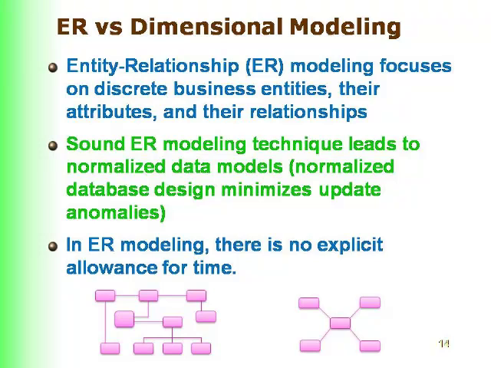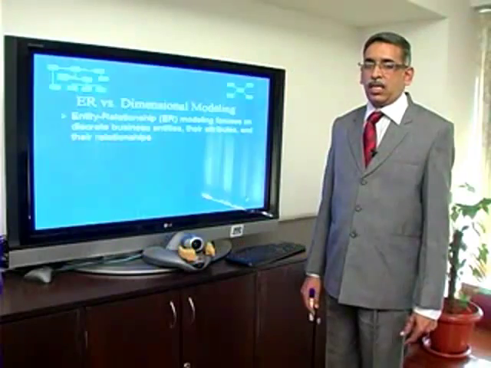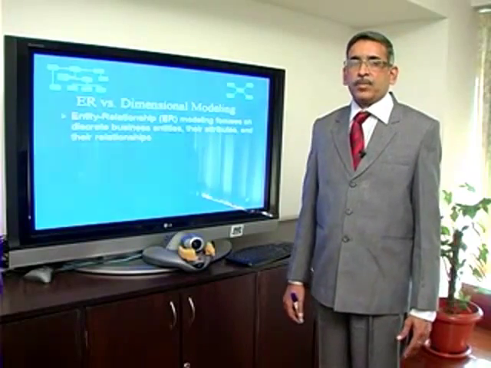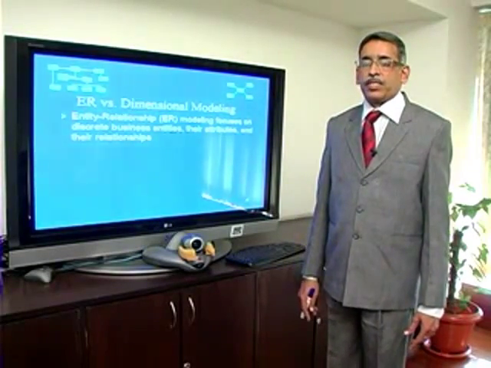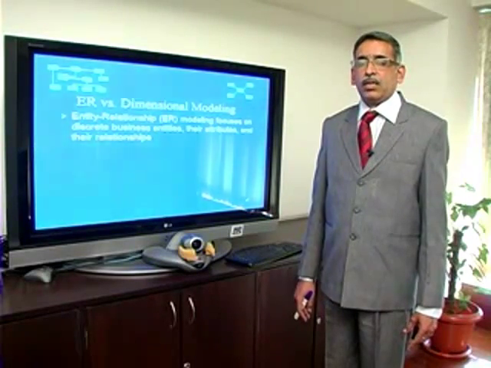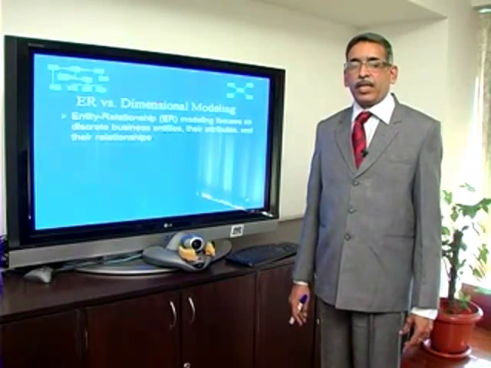Entity relationship modeling focuses on discrete business entities, their attributes, and their relationships. Sound ER modeling technique leads to normalized data models, and normalized database design minimizes update anomalies. So that is to say, we always design database schema using the concept of ER modeling and normalization process. So normalization process helps in removing the anomalies and controlling the redundancy.